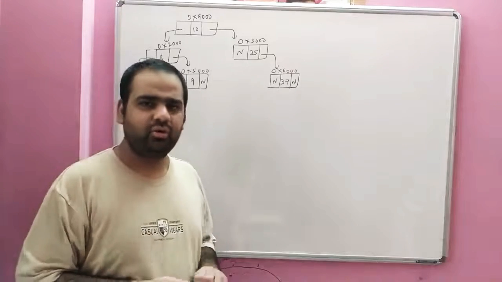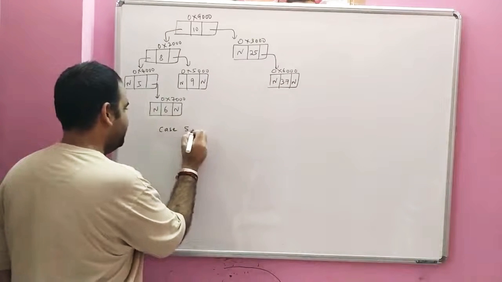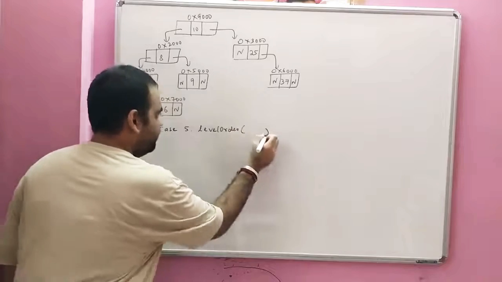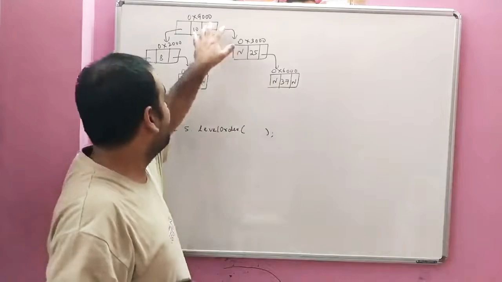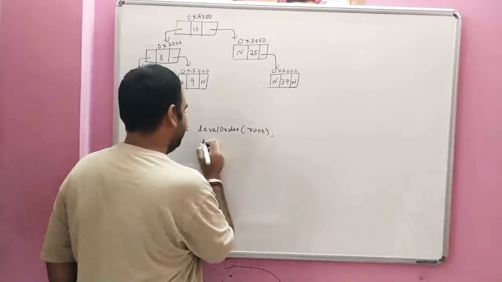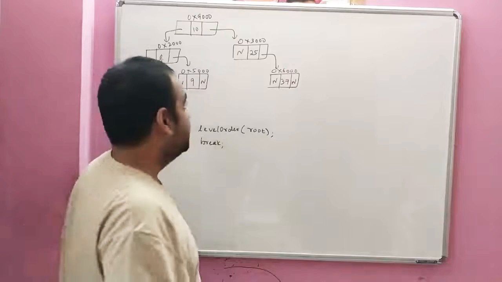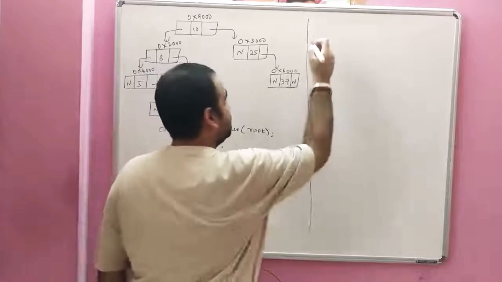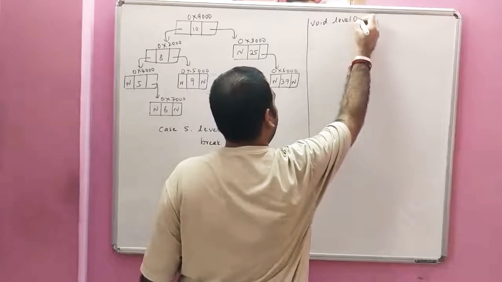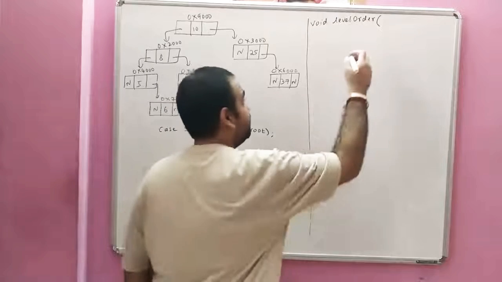Let us write the code for it. That is case 5. And we will write one function called level order, and we know that the root doesn't change, and whenever the root doesn't change it has to be passed by value. Therefore we say root, and this is the end of case 5. Now, how do we write the level order traversal of the tree? We say void. What is the function name? Level order. What is the first parameter? Root.